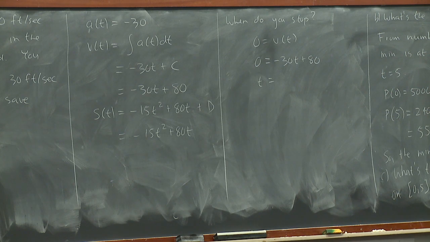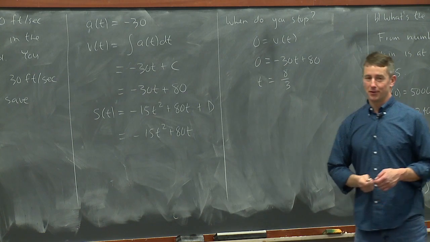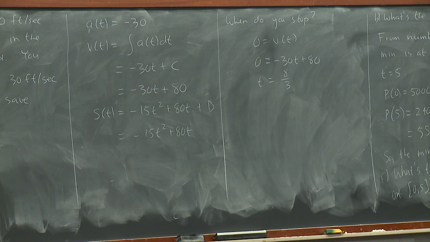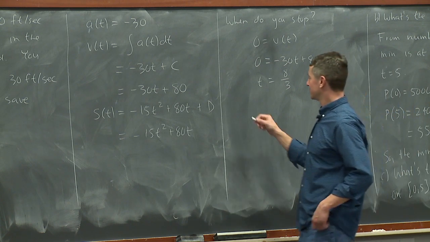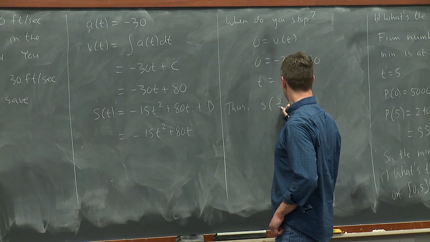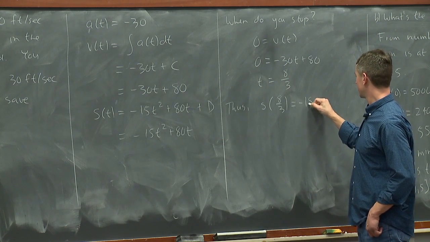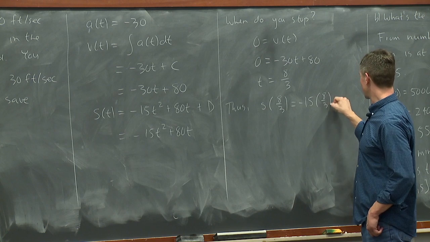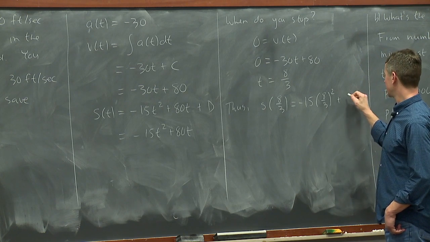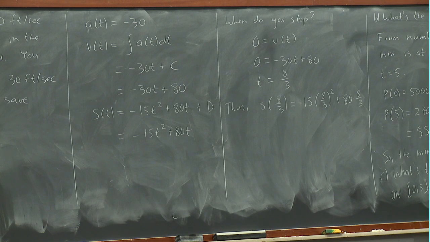So t is 8/3, I think, 80 over 30. All right. What do we do with our 8/3? Plug that into S. So negative 15 times 8/3 squared plus 80 times 8/3. It's getting very stressful.